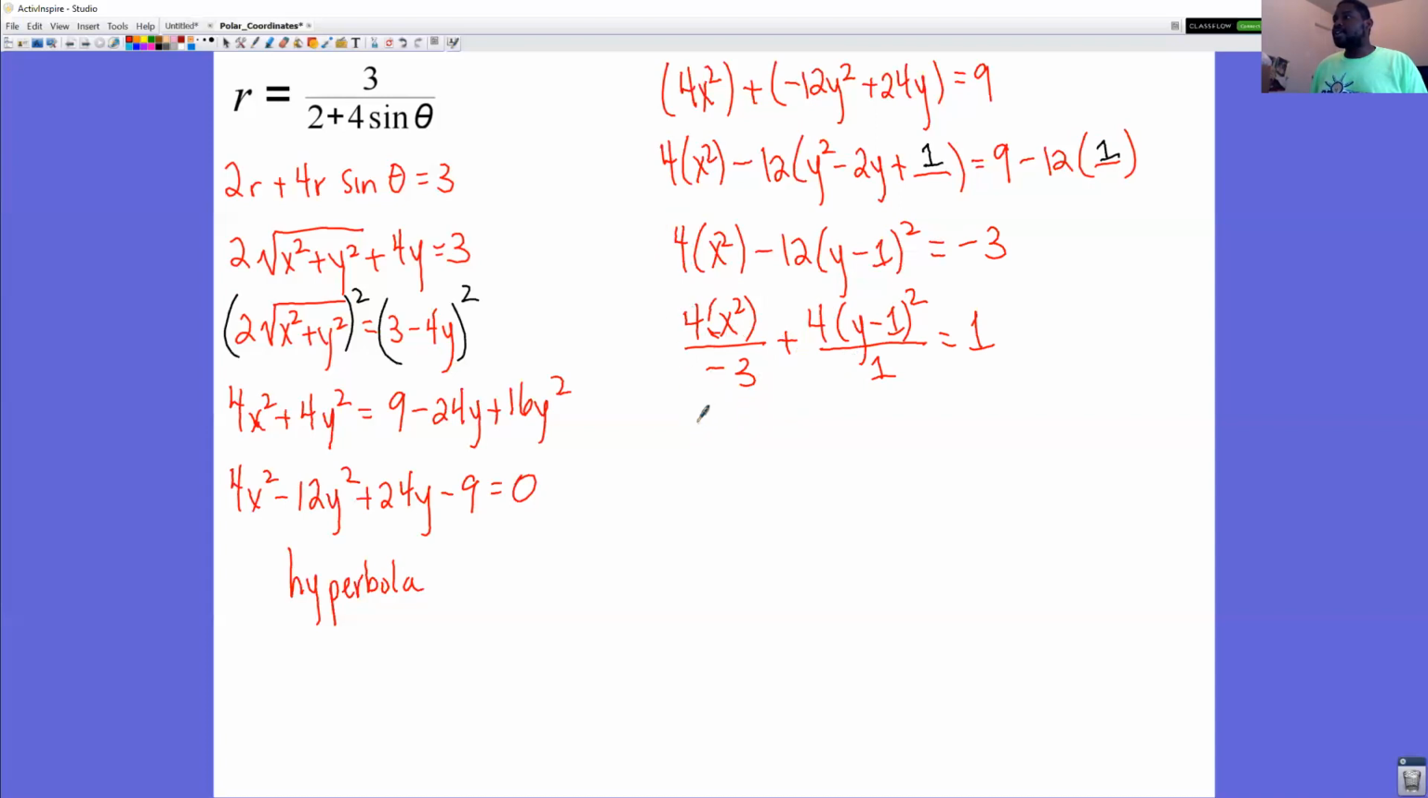So this is what I have. I'm going to have y minus 1 squared over 1/4 minus x squared over 3/4 equals 1. That is the equation of our hyperbola.